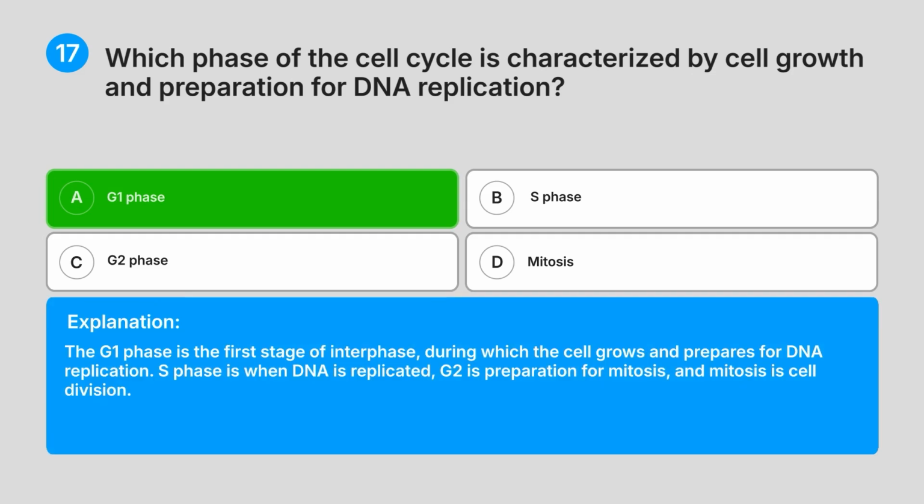Explanation. The G1 phase is the first stage of interphase, during which the cell grows and prepares for DNA replication. S phase is when DNA is replicated. G2 is preparation for mitosis, and mitosis is cell division.